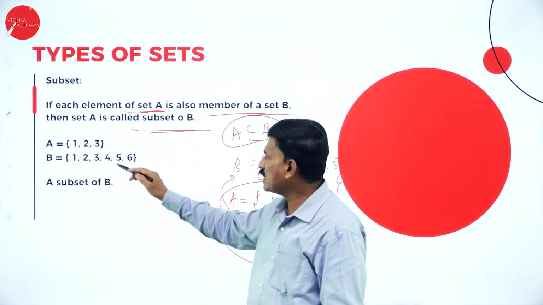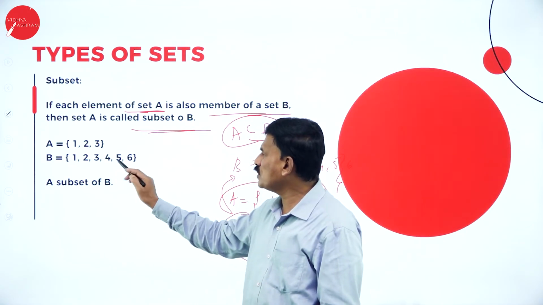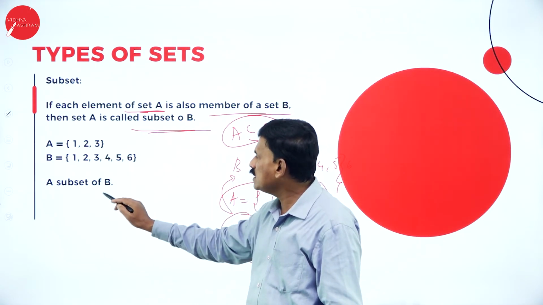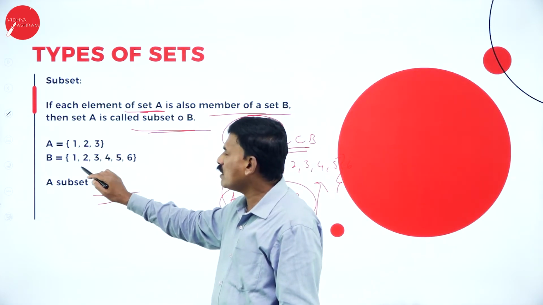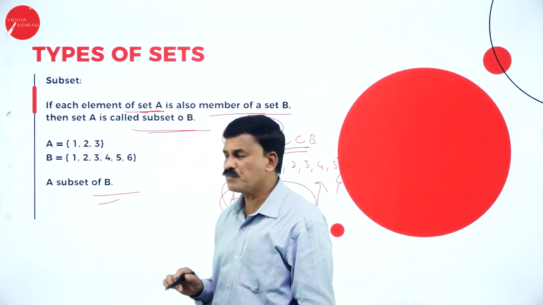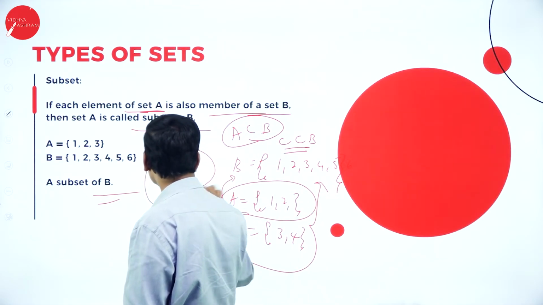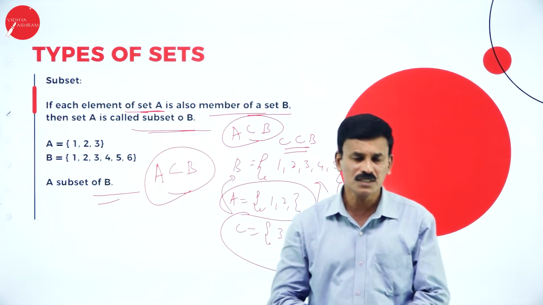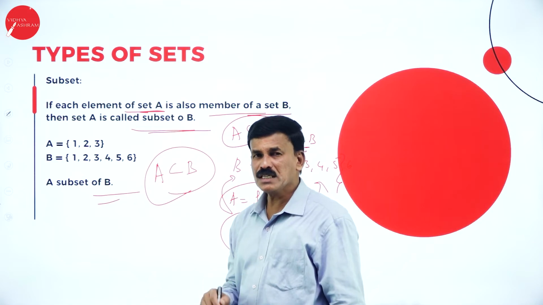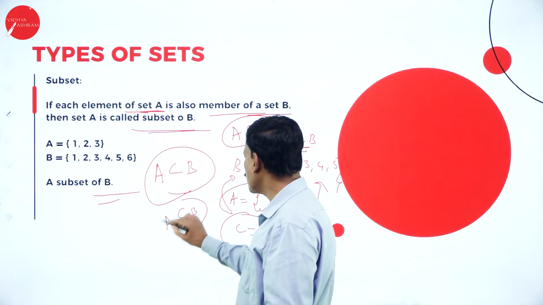Now let us take another example. If A is equal to {1, 2, 3} and B is equal to {1, 2, 3, 4, 5, 6}, then A is the subset of B, because all the elements of A are the elements of set B. It is denoted as A is the subset of B. This is how we are going to represent a subset. Usually, mathematically, we represent a subset as A is the subset of B, like this.